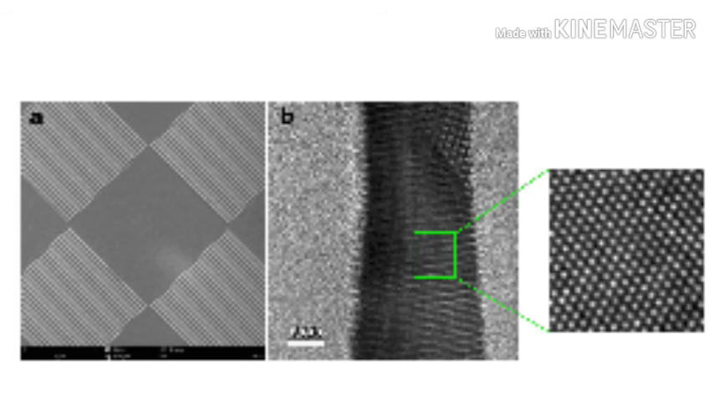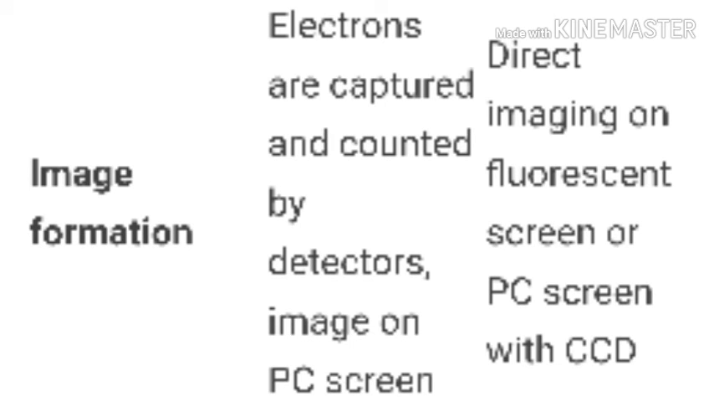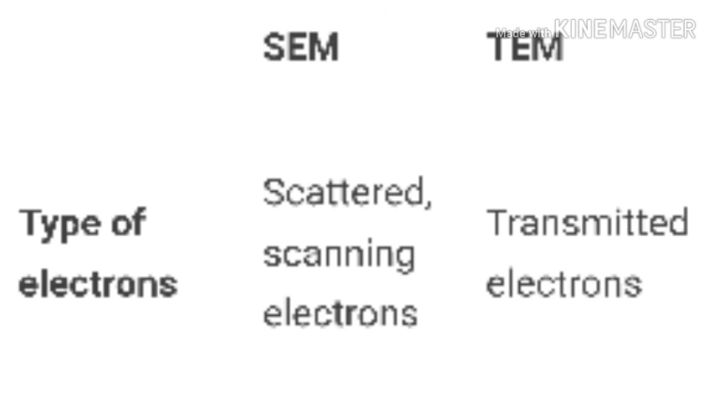This figure shows an image of silicon. Diagram A shows the SEM image, which offers information on the morphology of the surface. Diagram B is the TEM image, which reveals structural information about the inner sample. For SEM image formation, electrons are captured and counted by a detector and imaged on a PC screen, while for the TEM, imaging is direct on a fluorescence screen or on a PC screen with a CCD. The type of electron for SEM is a scattered scanning electron, while TEM uses a transmitted electron.